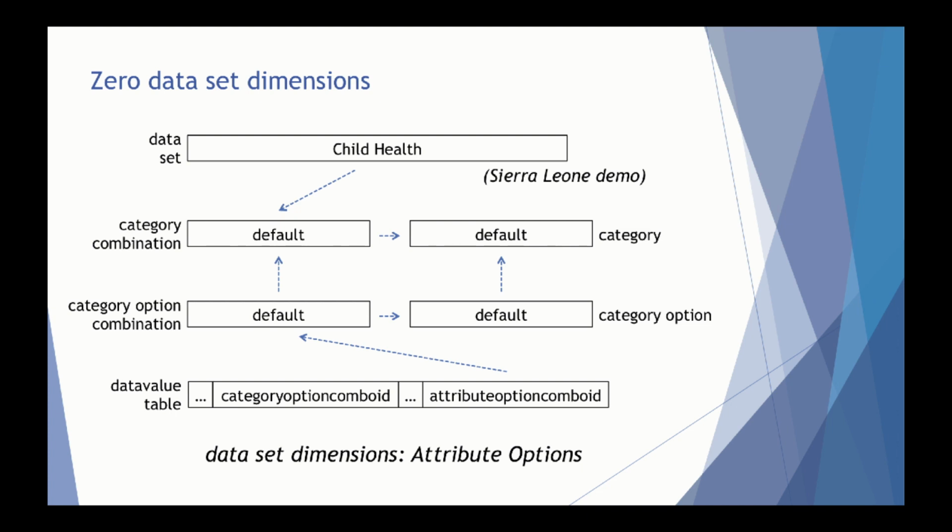But now this gives us a chance to say not only what was the disaggregation for a data value using the category option combo ID, but also what are the extra data set dimensions that we are modeling using the attribute option combo ID. So again, in the Sierra Leone demo, the data set, child health, is assigned a category combination of default. And notice also that with a disaggregation, you assigned the data element to a category combination, and that's one of the reasons why I call that a data element dimension. Whereas with the attribute option combo, you assign the category combination to a data set, which is one of the reasons why I call the attribute option a data set dimension.